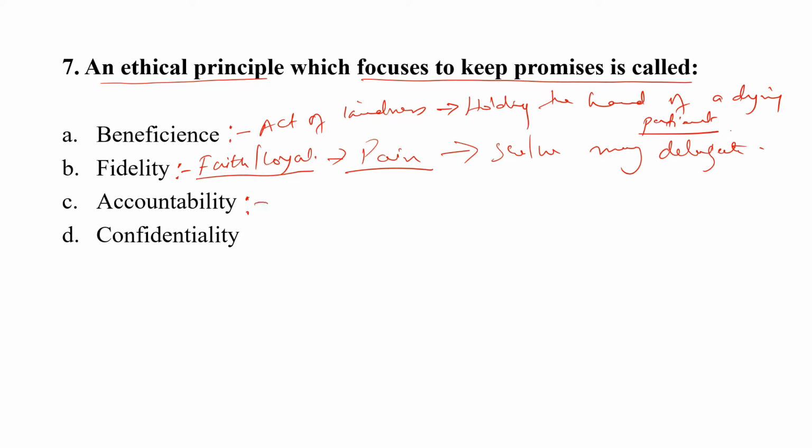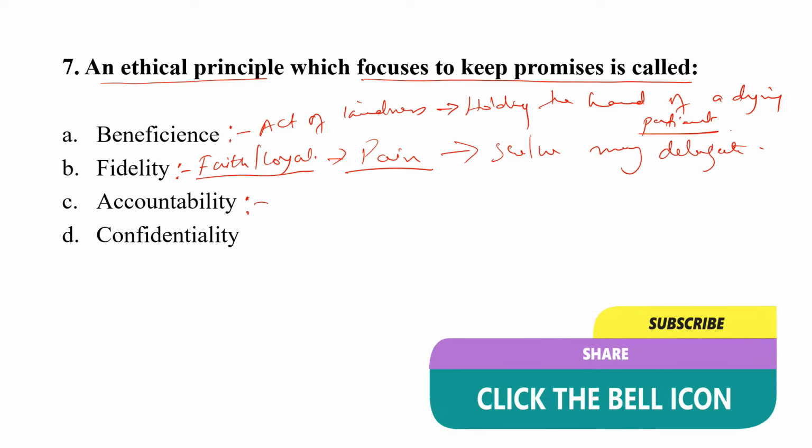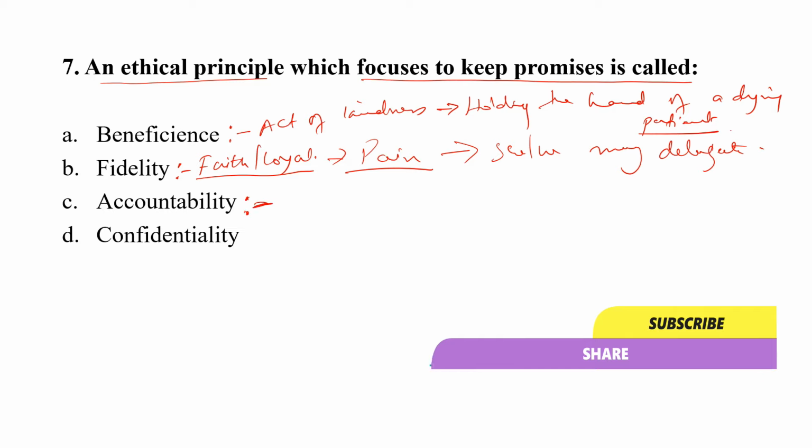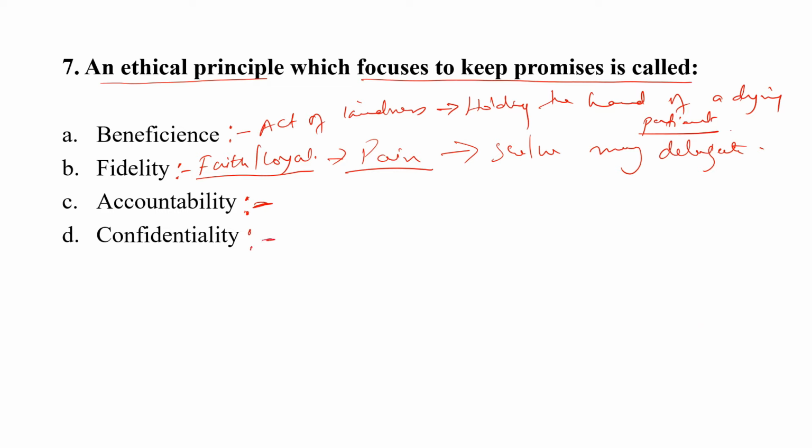Option C, accountability. Accountability in nursing means that the individual or the nurse is responsible for their actions and obligated to explain to the supervisors or to the seniors. Confidentiality in nursing means the personal or the medical information of the patient is kept private or confidential.